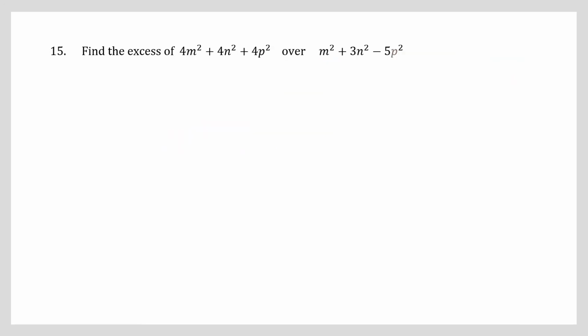Find by how much the first expression exceeds the second. That means the first one is more than the second one. By how much is the question. That means we have to subtract and find out. So 4m square plus 4n square plus 4p square. Now write the other expression below this. M square plus 3n square minus 5p square.